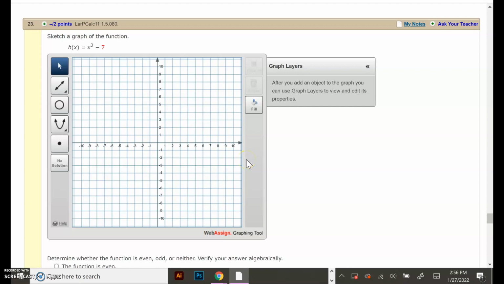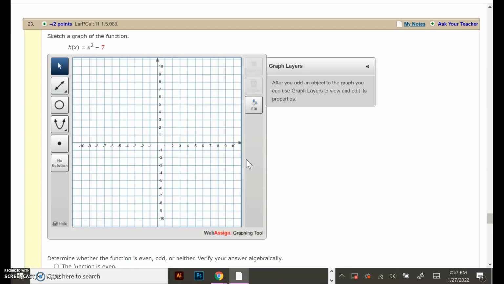All right, this is section 1.5 homework in WebAssign, and notice that for this particular problem, number 23, they are asking you to graph h of x equals x squared minus 7. Of course, you may have a different function here. Usually the numbers in red are randomized, so you may have a different one, but it will work the same.